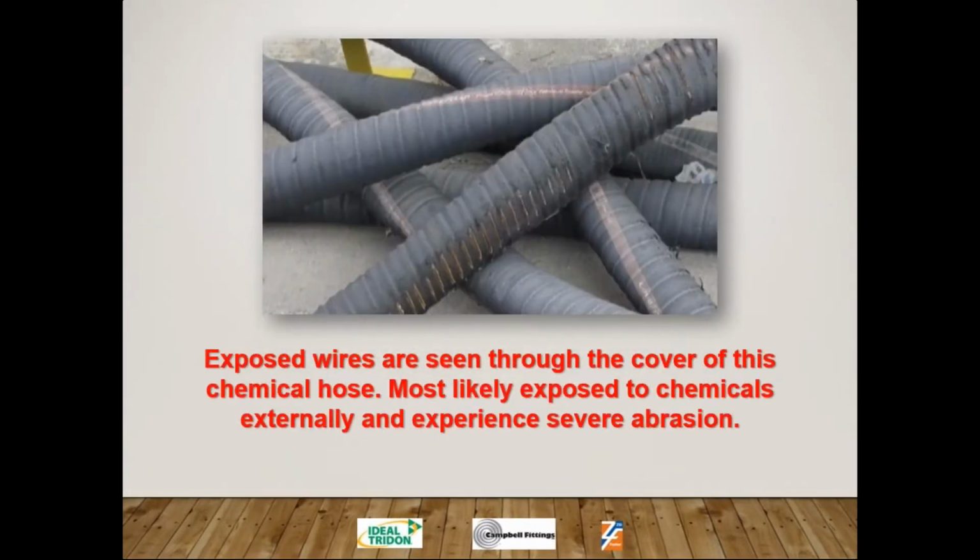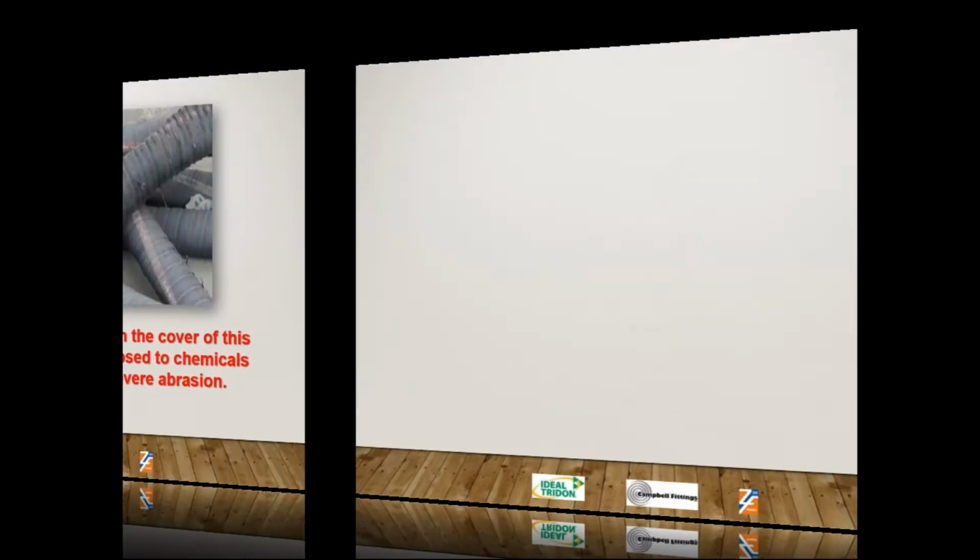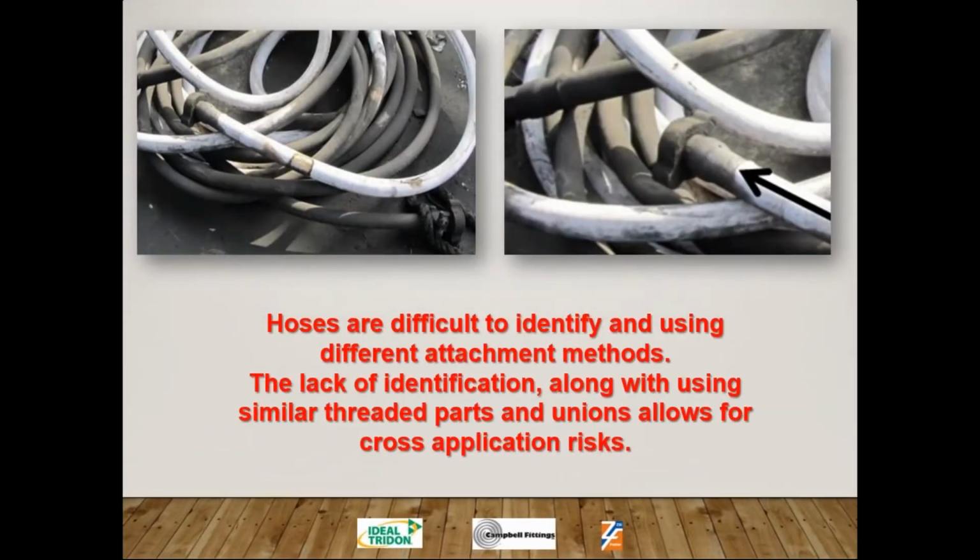Here we have exposed wire seen through the cover, most likely exposed to chemicals externally and severe abrasion from being dragged all around the plant. This one, so the right picture, that's a crimped end, and then on the left picture, the bottom right of the left picture, we have a clamped end. So these hoses are hard to determine. They're on the ground. We have the tripping hazard. We don't know what they're for, what's the application, what's the hose. You're just asking for trouble here.